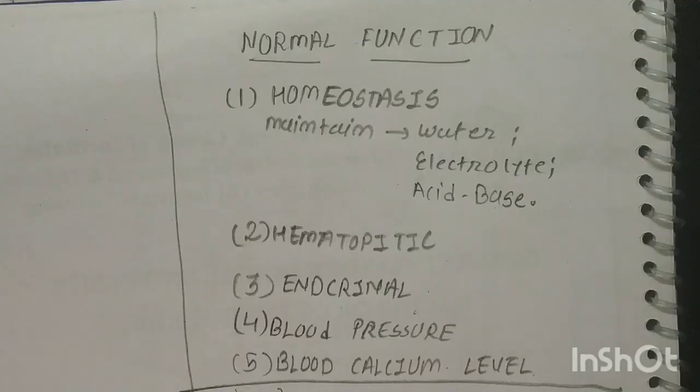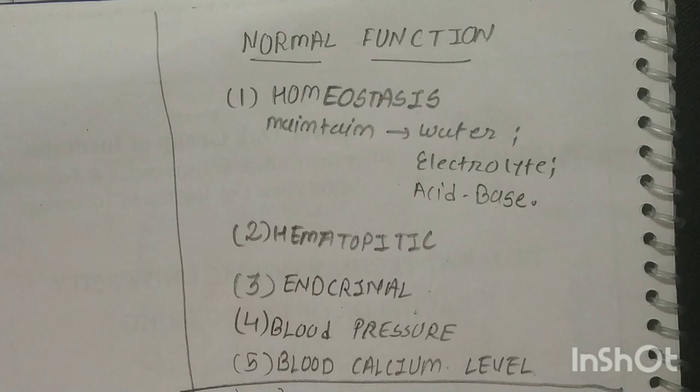Now, the first and most important function of the kidney is homeostasis, or you can say the balance of some very important substances in our body. So it maintains the water balance. If some pathology occurs in the kidney, excess water is excreted from our body, and we get dehydration. So the first one is maintaining the water balance.